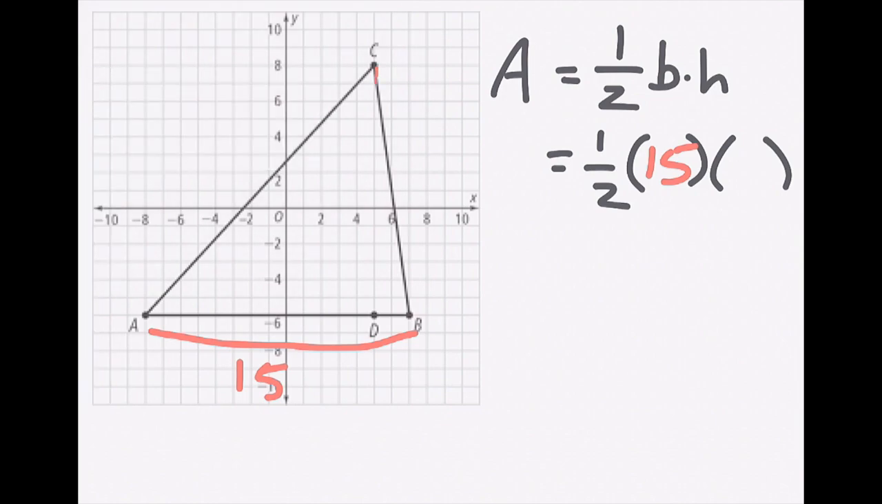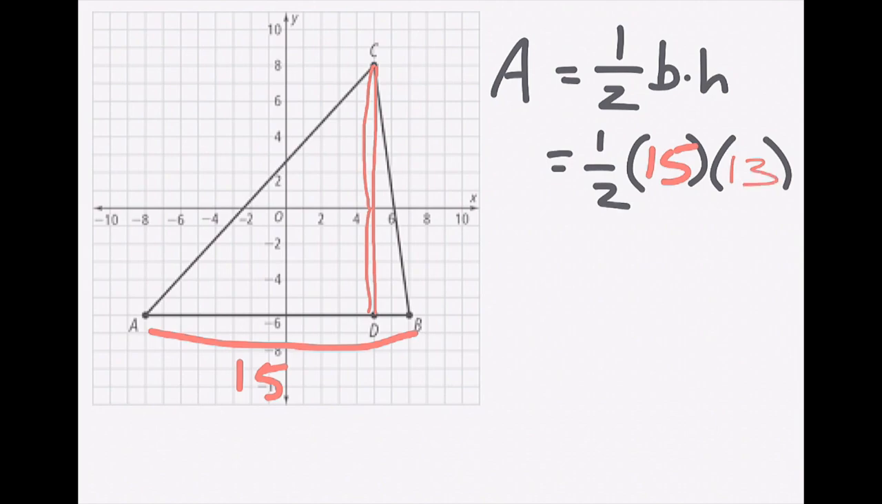And the height or the altitude would have to make a right angle to the base, and you're going to have to count up how tall that is. So it's 5 spaces from here to here. I can see that, and there's another 8 spaces from here to here. So altogether that is 13 spaces for the height.